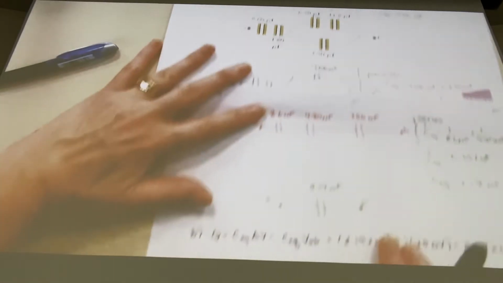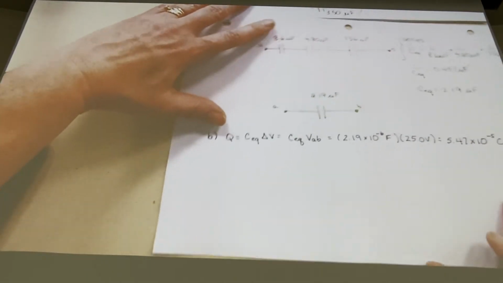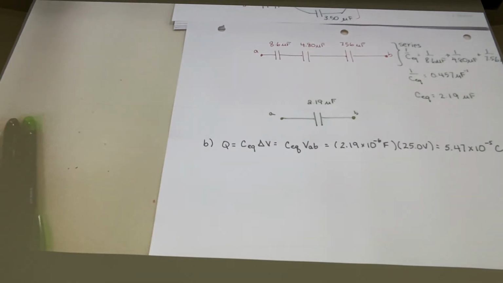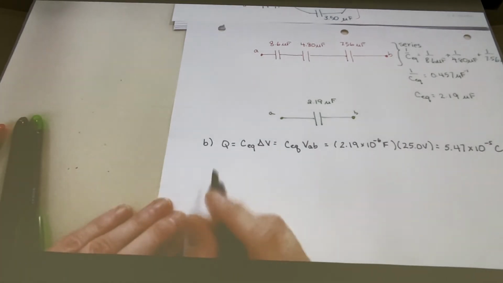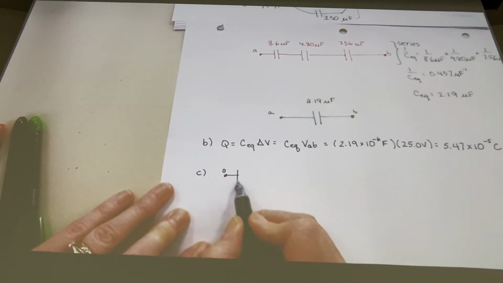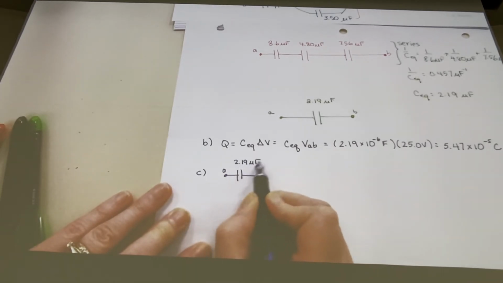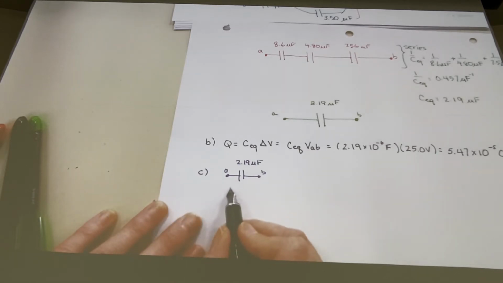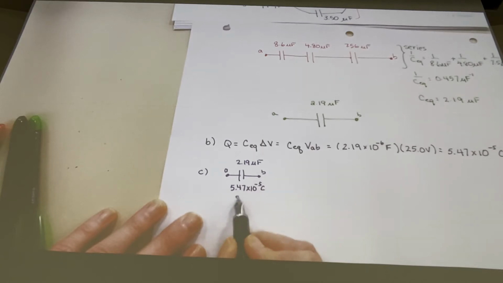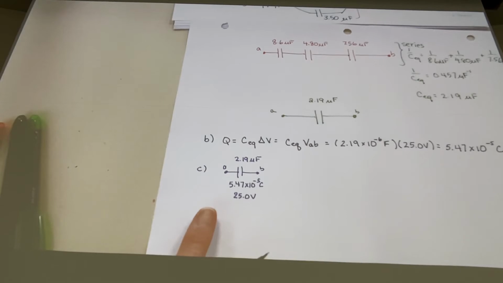Okay, so I could draw on these diagrams, but they actually look kind of neat and I don't want to mess them up. So I think I'm going to start a new system of diagrams, and I'll show you where each step comes from as we draw it. So for part C, let's start with the fact that here's point A. Here's my equivalent capacitance of 2.19 microfarads. I know the potential difference here and I know the charge here. 5.47 times 10 to the minus 5 coulombs and 25 volts. Okay, so that's just a recap of everything I know so far.